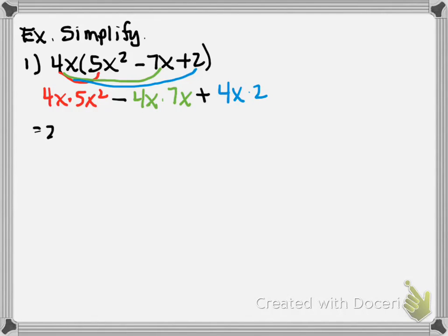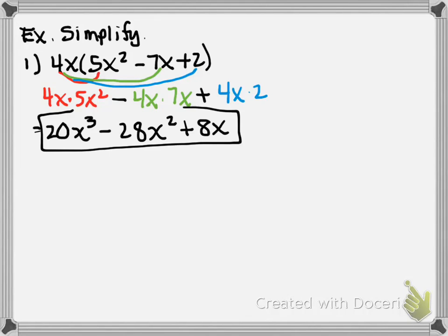So we're going to get 4 times 5 is 20, x times x squared is x cubed, minus 4 times 7 is 28, x times x is x squared, 4 times 2 is 8, and the x comes along. And there's your answer. Okay, second problem. A little bit more complicated.